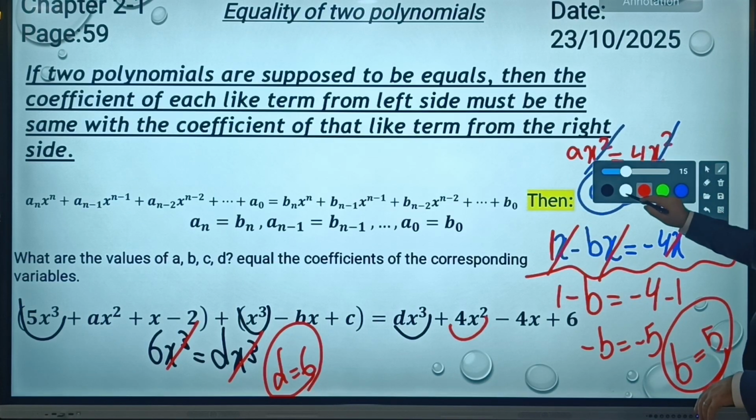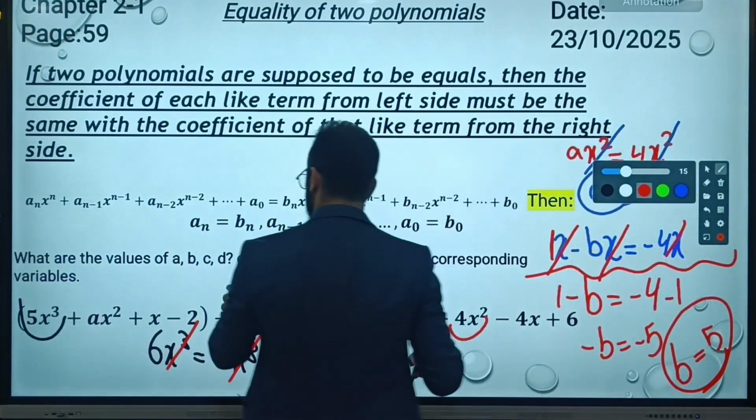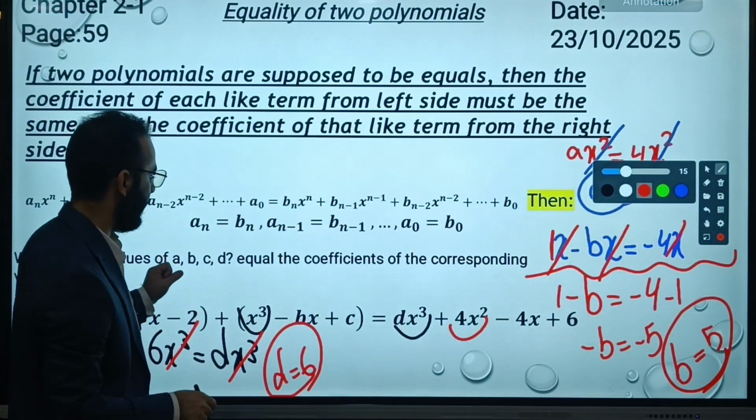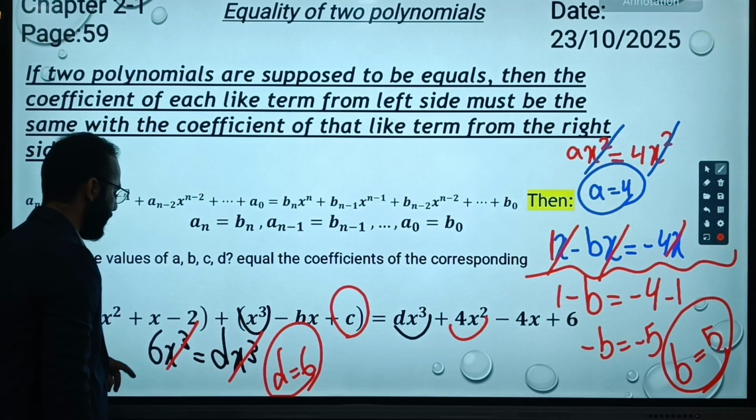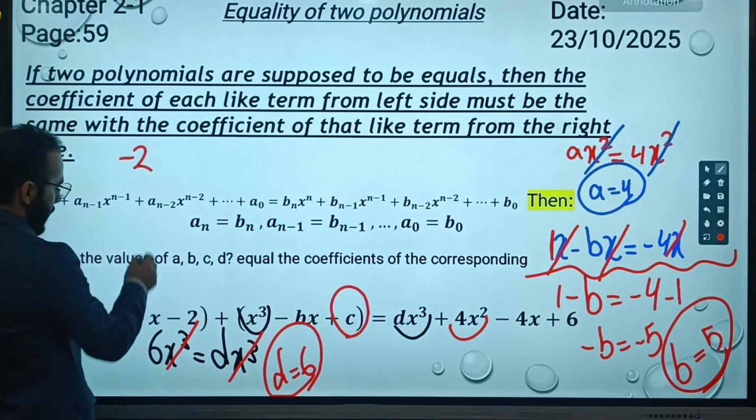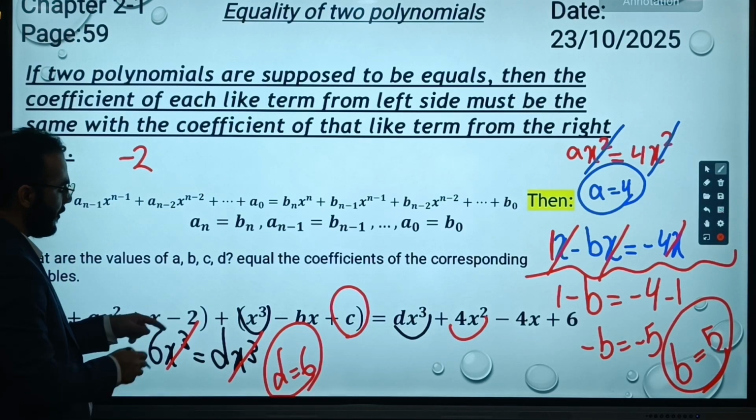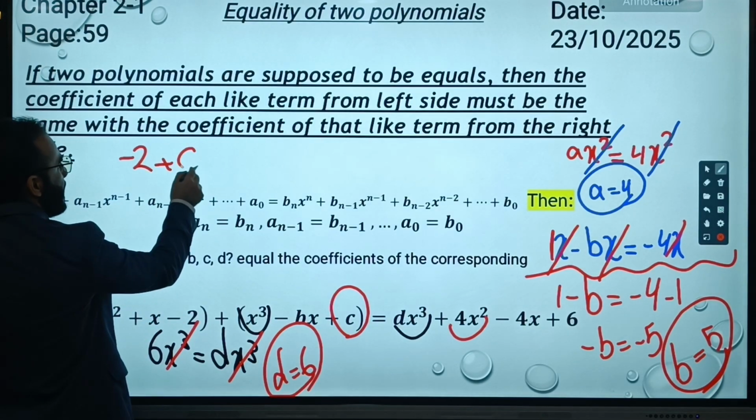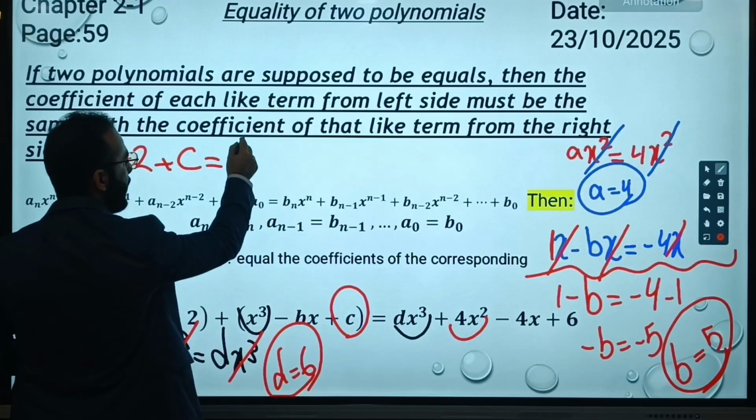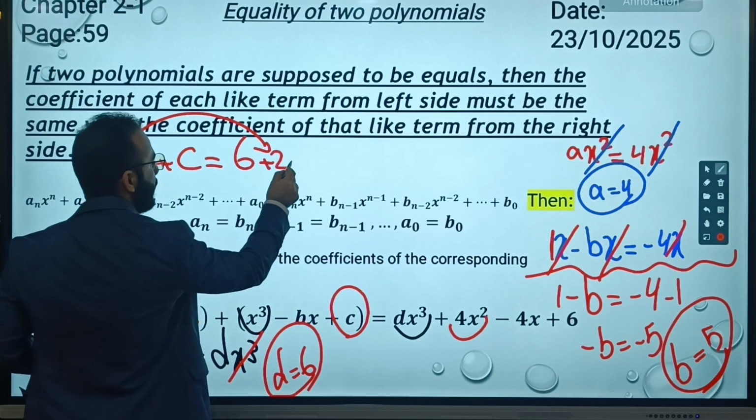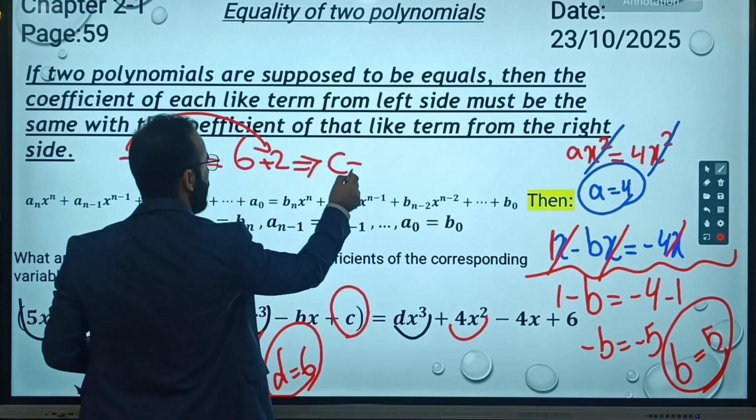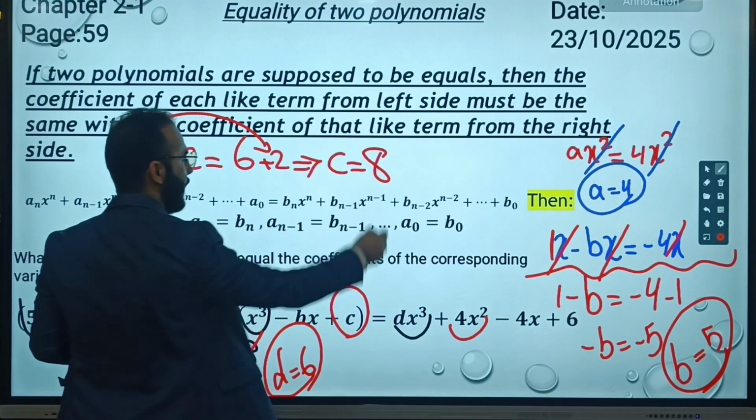Okay. And then finally, let's just find the final letter, which is, I guess, C. The C is the constant term, because there is no x with it. So the constant term here is negative 2, plus C equals, from the right side we have got 6. So simply move this negative 2 to the other side, it's going to become positive 2. And finally we have C equals 6 plus 2, 8.